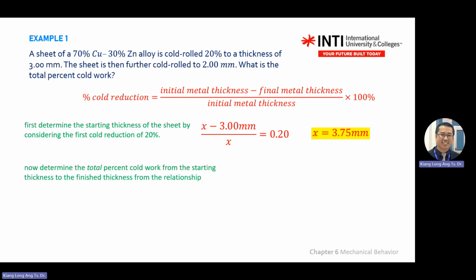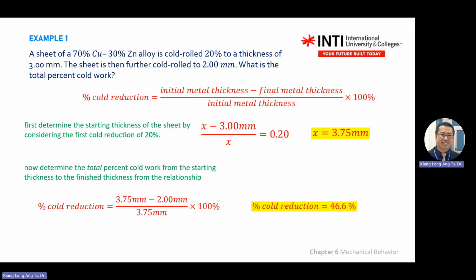Then you start to cold work to 20%, and the final dimension is 2 mm, right? So straight away you take the initial minus the final, divided by the initial thickness, because the question asks you the total percentage of cold work. Okay, in the previous one, the final answer is 46.6.